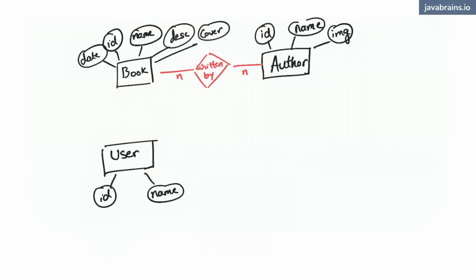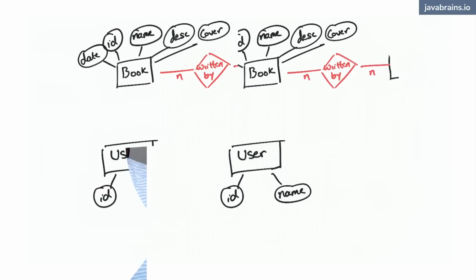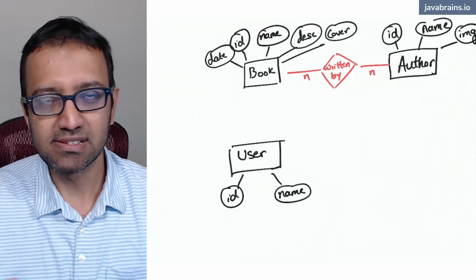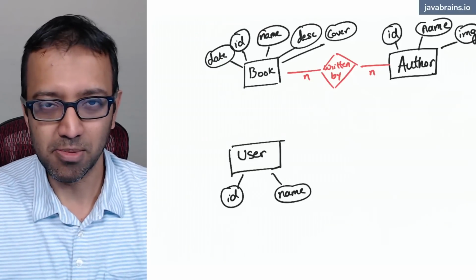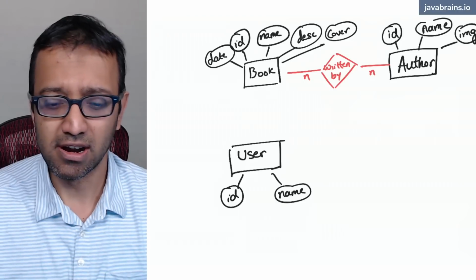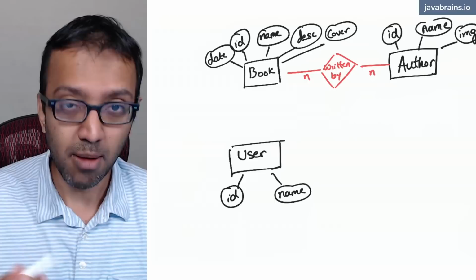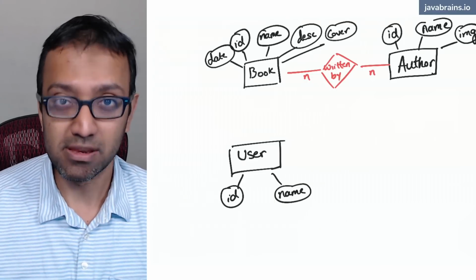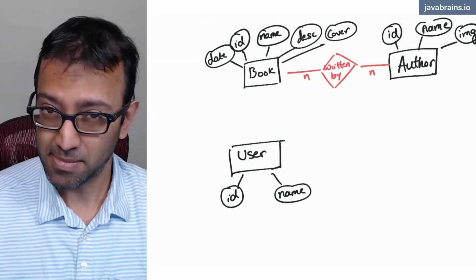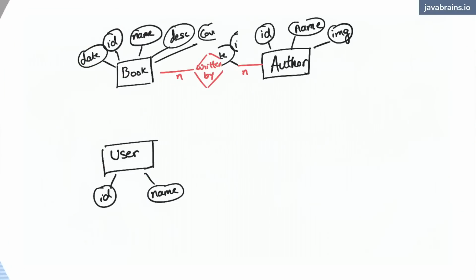Now the user has a relationship with the book. You know, we talked about how a user can mark a particular book as, I'm reading the book or I've read the book, right? So that's the relationship we want to model here. So a user can read multiple books, and a book can be read by multiple users. So again, it's a many-to-many relationship, all right? So I'm going to model that over here with a many-to-many.